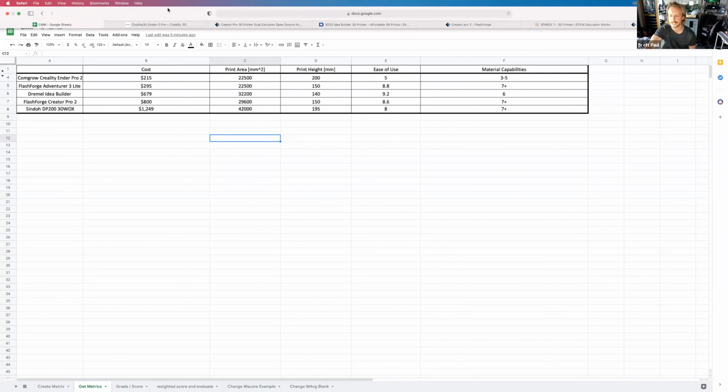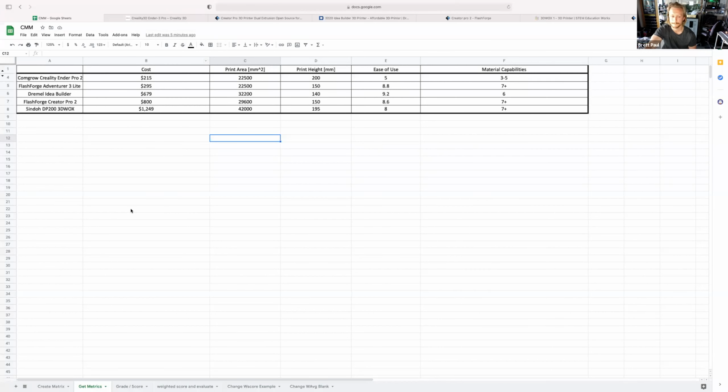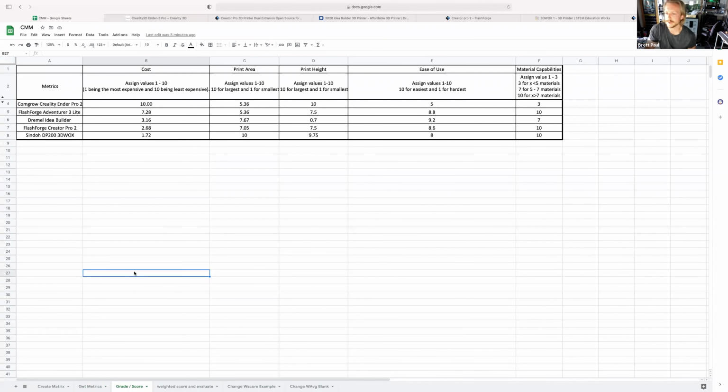Are there any questions on that step? Okay, makes sense. Then you're going to grade them. This is where it can be a little bit tricky in how it's analyzed. I would say there are 2 ways you could do it. The way that I did this particular one, because I think it's more straightforward, is I assigned a value of 10 in the cost column to the cheapest printer, and then I proportionally scaled the rest of the scores based off of this one.